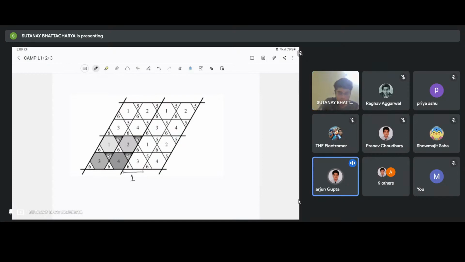Sir, are these rhombuses or parallelograms? Rhombuses are also parallelograms, so both are correct. Yeah, where was I? No, I'm asking, is this a parallelogram or a rhombus? Yes, these are rhombuses and therefore also parallelograms. Okay.